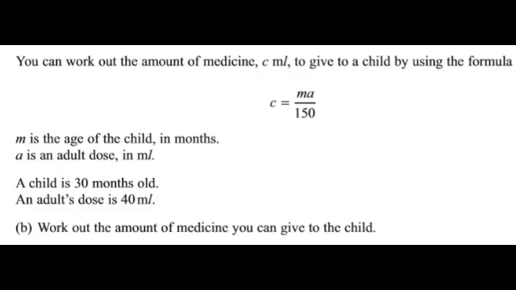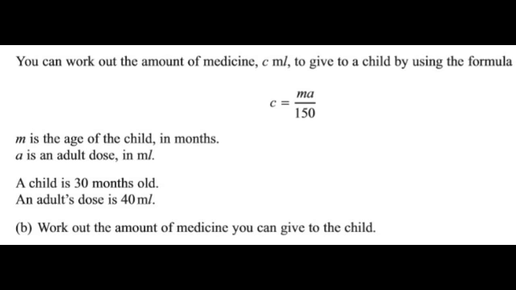You can work out the amount of medicine C millilitres to give to a child by using the formula C equals MA divided by 150. M is the age of the child in months, A is the adult dose in millilitres. A child is 30 months old, an adult dose is 40 millilitres. Work out the amount of medicine you can give to the child.